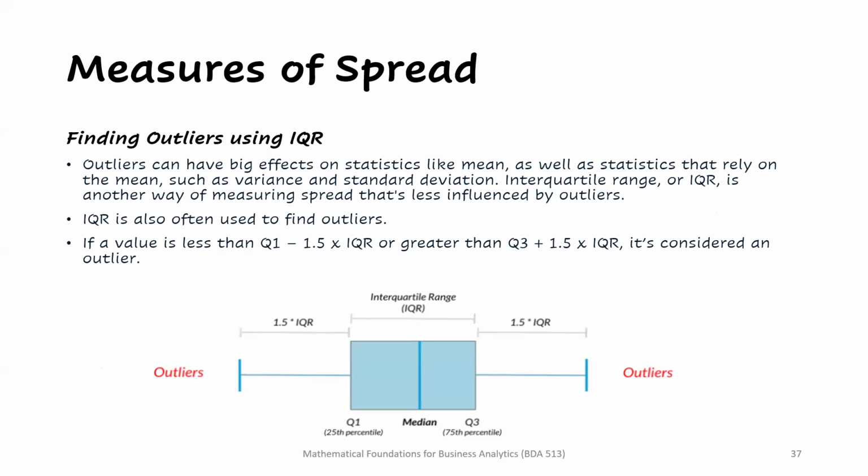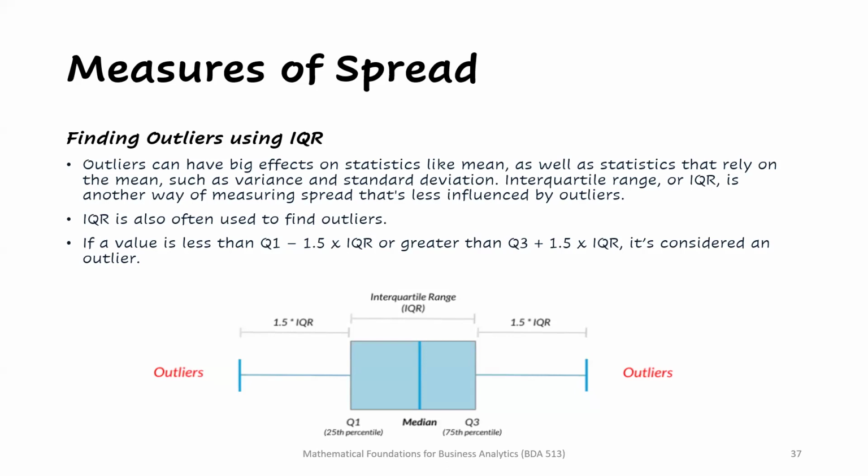Okay, so I think the way you've done it is good. First of all, you need to find the first quartile, that is the 25th percentile. And then the third quartile, that is the 75th percentile. When you do that, you deduct the first quartile from the third quartile. That gives you the IQR, that is the interquartile range.